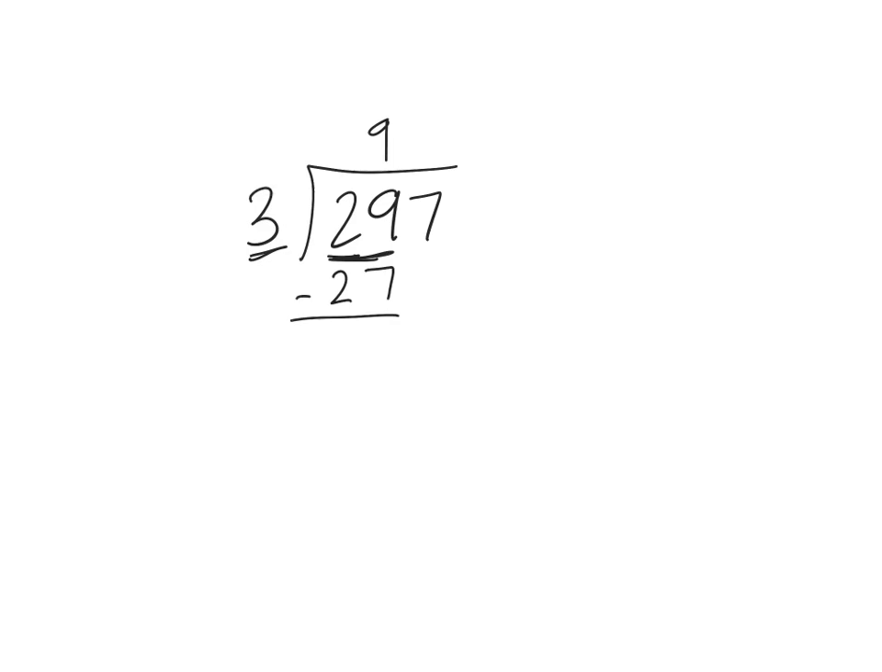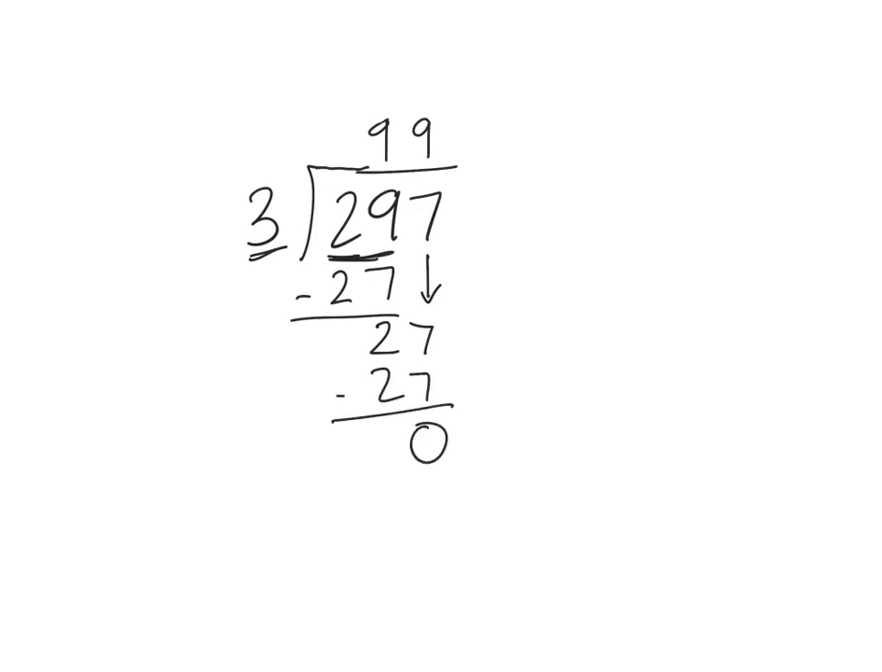So now we can subtract 29 minus 27. That's going to be 2. And once again, notice how I put that 9 above the tens place here. That 9 was above the tens place, not above the hundreds place. So now I have 2, so I need to bring down the 7. And I already know from just before that 27, I can make 9 groups of 3.